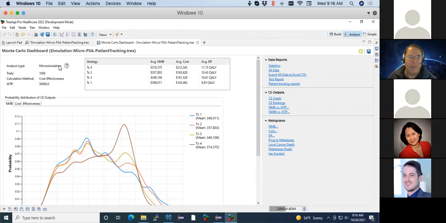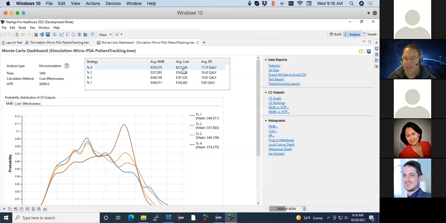What did we run? We ran a microsimulation. Here's a little description of what microsimulation is. How many patients do we run? 1,000. It's a cost-effectiveness model. Our willingness to pay is 50,000. And these are our 4 strategies, ordered in decreasing order by net benefits. So this is the optimal strategy. So in seconds, when you look at this, you can see this is the optimal strategy, provided you have a good willingness to pay and you can use net benefits as a calculation. You immediately know which is the optimal strategy, right?